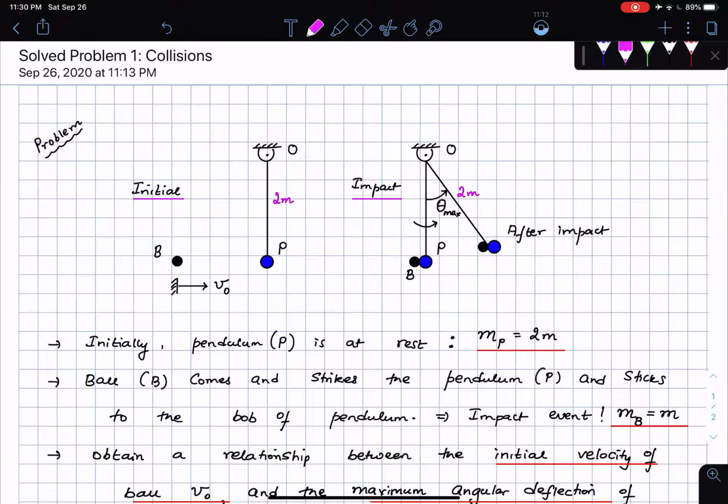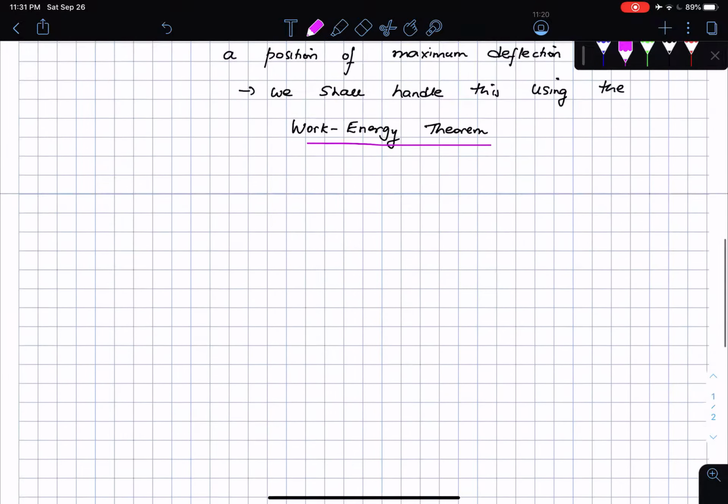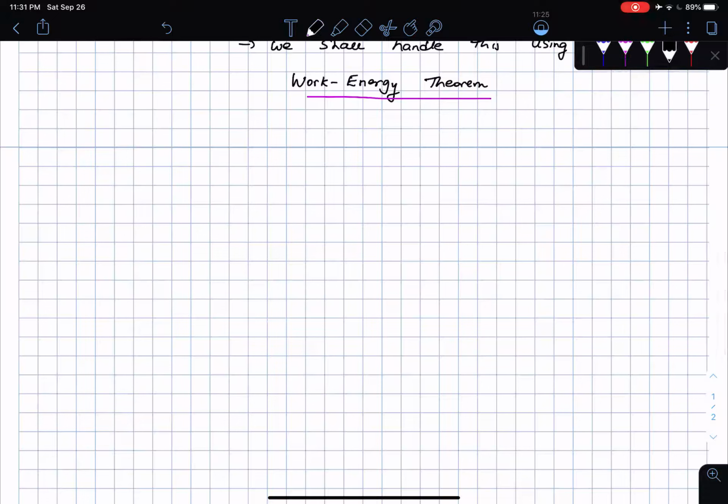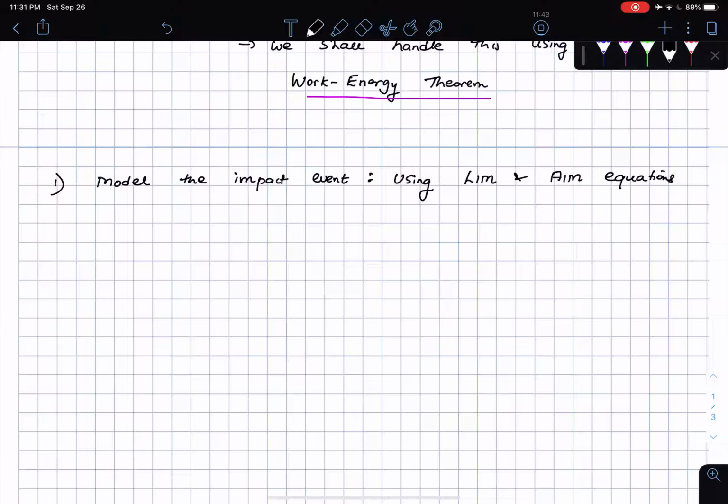So we have everything going on here in this problem. Fantastic problem. You're going to be seeing something very similar in other collision problems that we're going to be solving. First step is to look at the impact event. So first, model the impact event using the linear impulse momentum and angular impulse momentum equations.